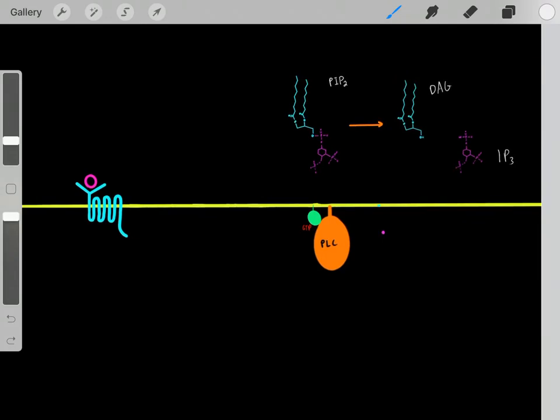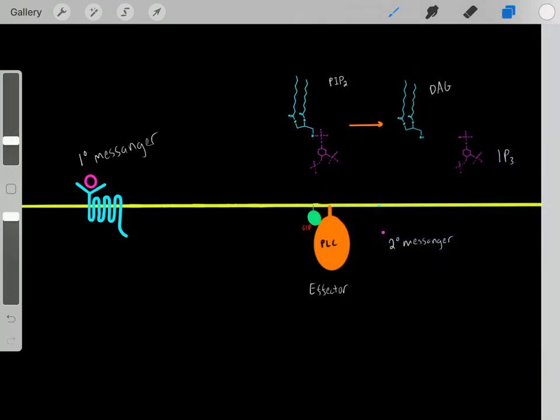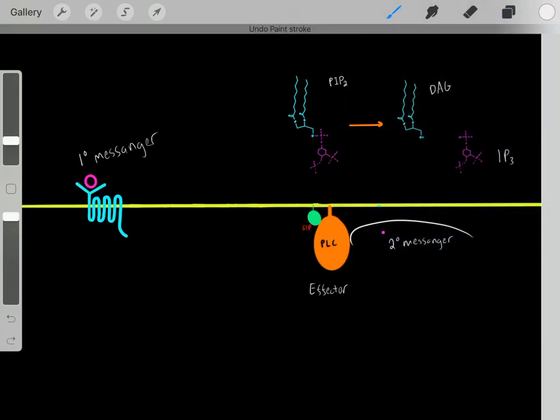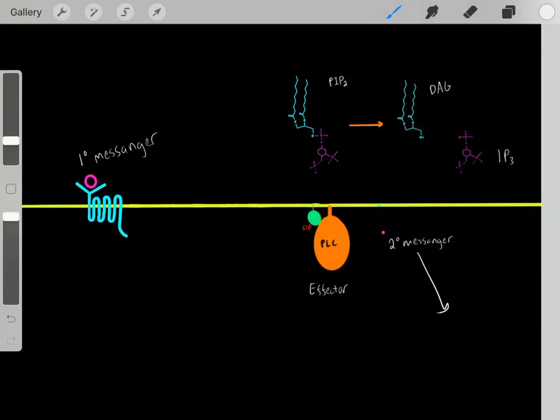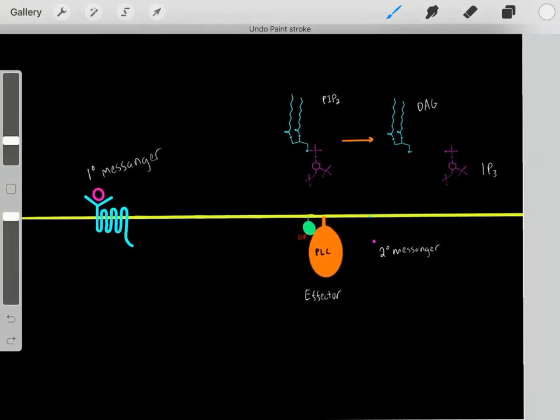And now this IP3 can cause some real changes within the cell. Again, just a little terminology. This was the primary messenger. This was the secondary messenger to complete the signal, the message. And this phospholipase C was the effector because it was what created the secondary messenger. And that by definition is what the effector is.